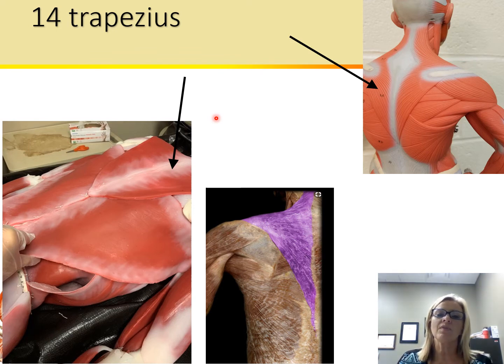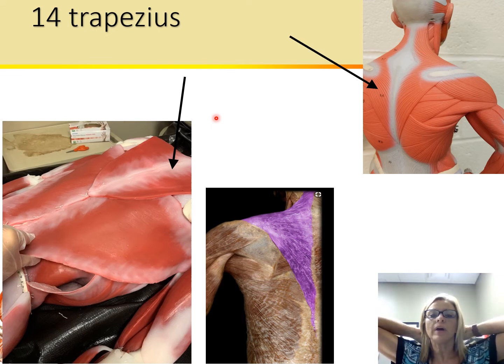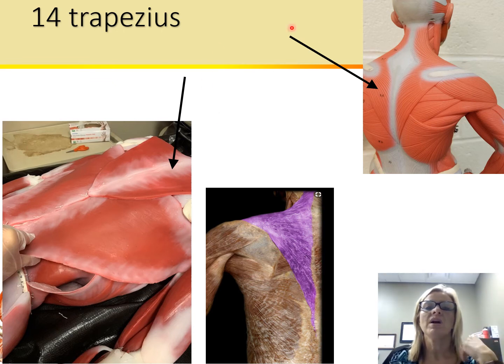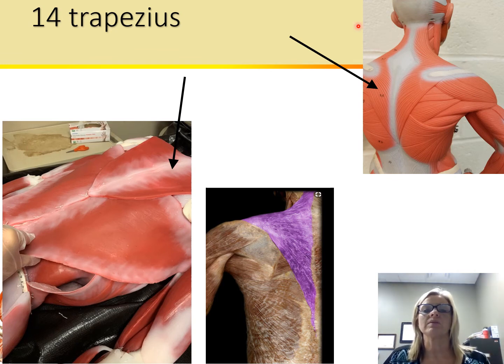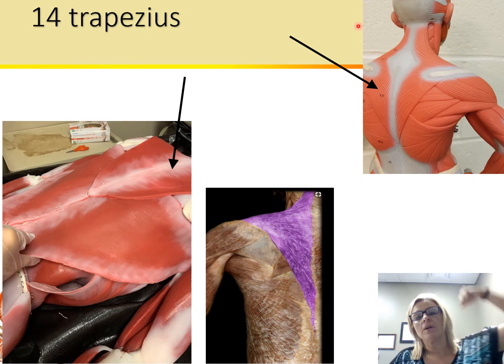So this extends from the midline occipital bone and vertebrae to the acromion and spine of the scapula. All right, this is going to elevate and depress the scapula or the shoulder blade, depending on which part of the muscle is contracting. Can also rotate the scapula superiorly and pull it back or retract the scapula. All right.